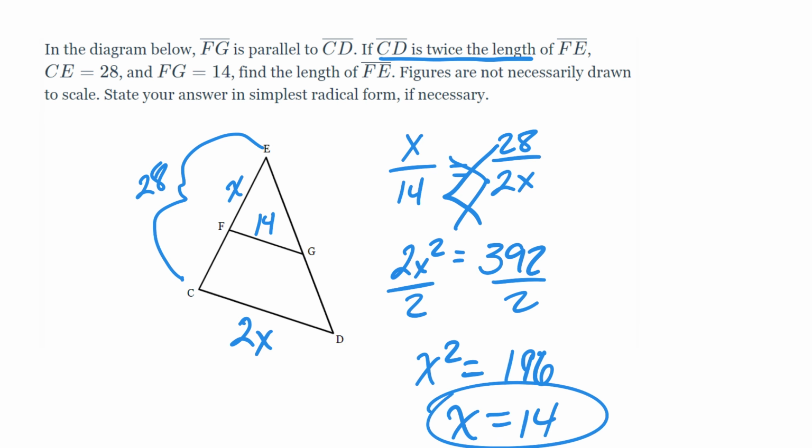I assign x to be FE. So I am done because I made FE x, then FE does have a measure of 14.